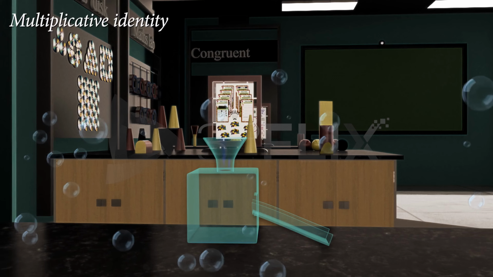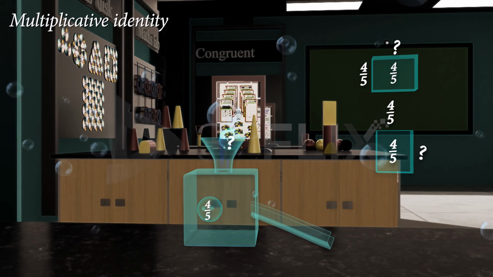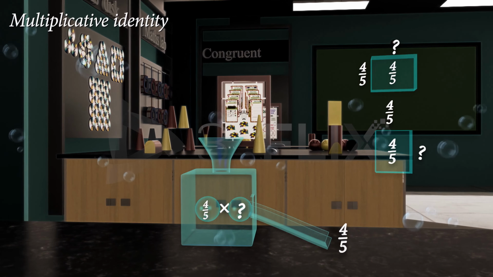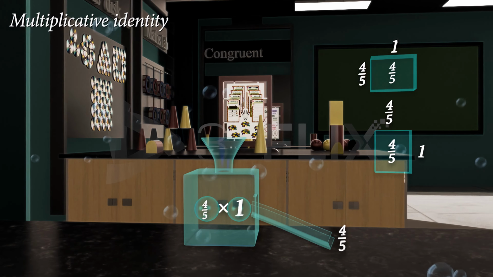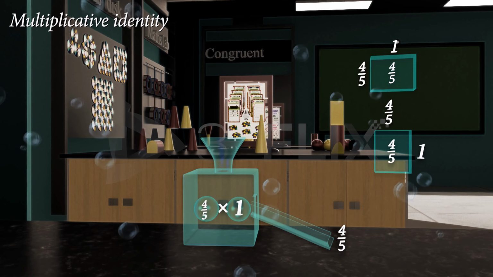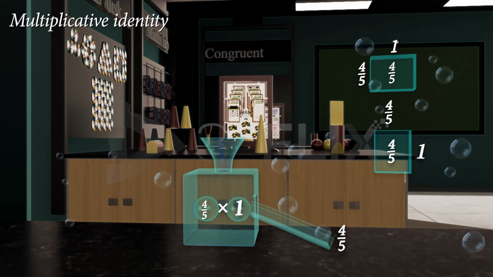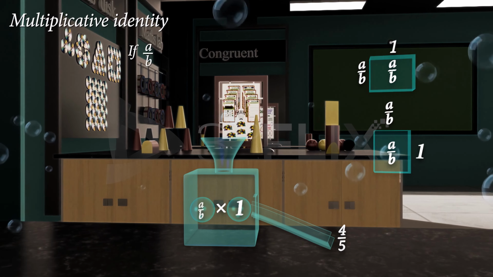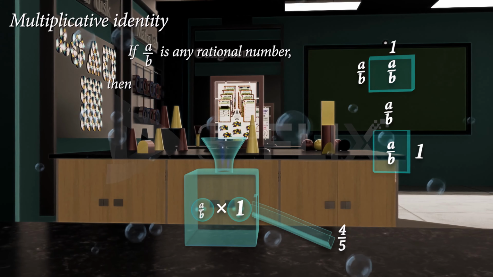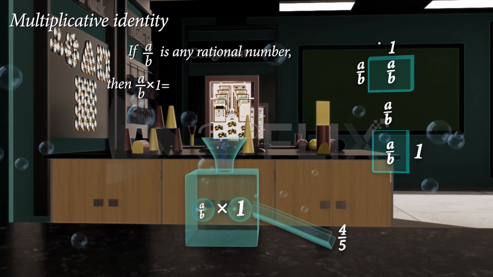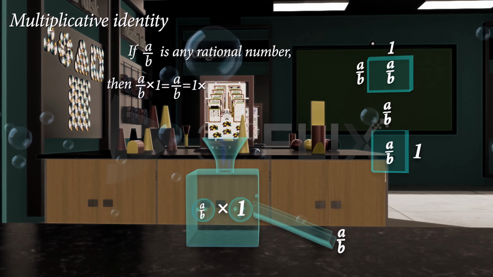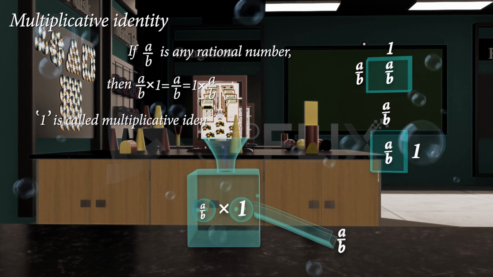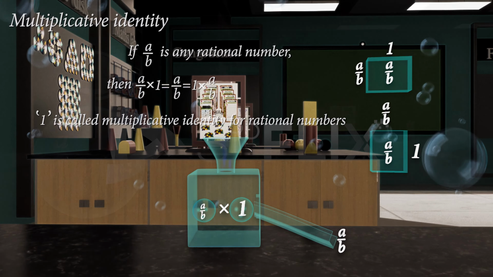Multiplicative identity. Let us consider a rational number 4/5. What number should we multiply with 4/5 to get 4/5? 1 is the answer. If we multiply 1 with any rational number, then the product is the rational number itself. That is, if a/b is any rational number, then a/b × 1 = a/b = 1 × a/b. Therefore, 1 is called the multiplicative identity of rational numbers.